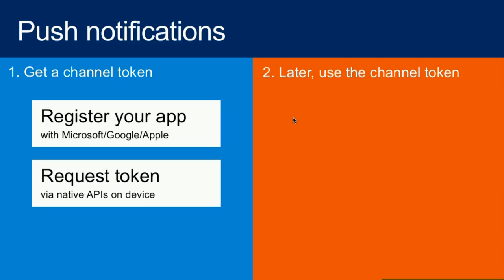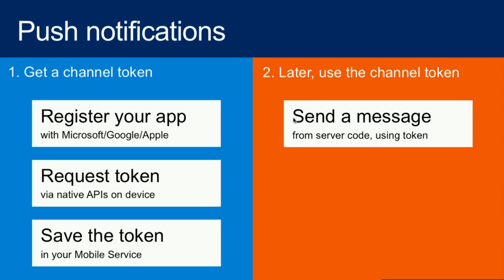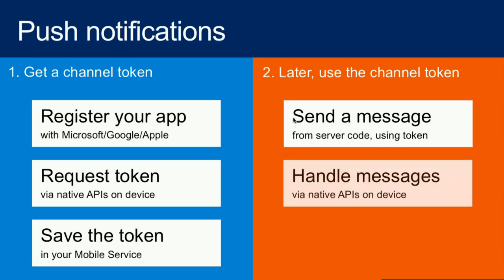Then you need to write some code on the device that gets one of these tokens. Then you want to send that token up to your mobile service so that it's stored and is ready for you to use. And once you've got that token up there, you can send messages to the person who generated that token. And finally, depending on what device it is, you may need to write a bit more code to receive the message and make it get displayed on the screen.